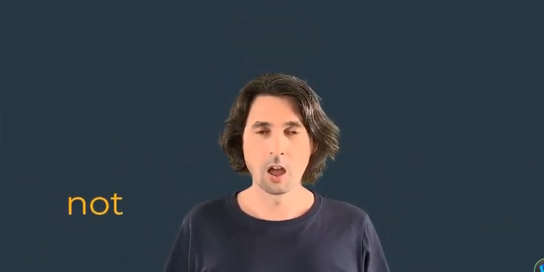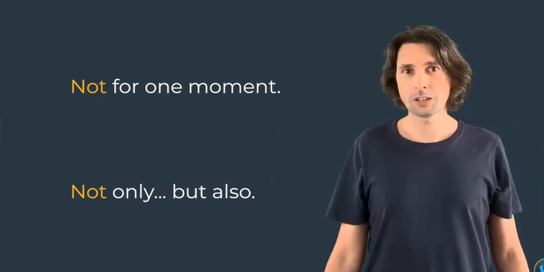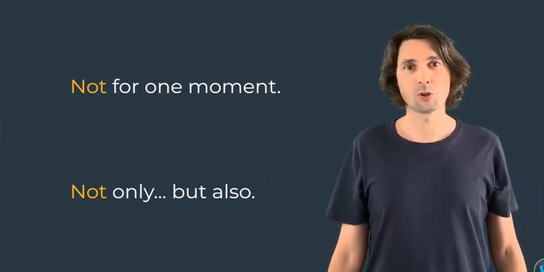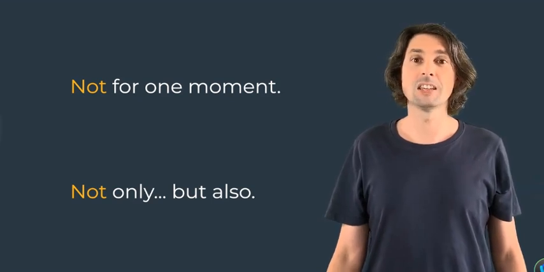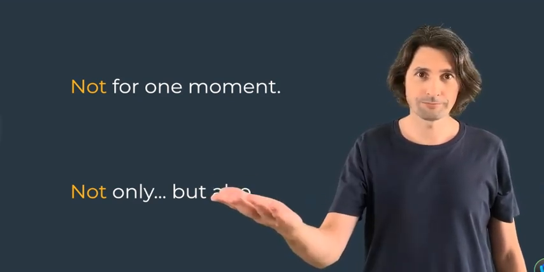Inversion can also occur in other situations. And in our second type, we want to add emphasis, express annoyance, or highlight an issue. For example, with expressions beginning with not, such as, not for one moment, not only, but also. The subject and auxiliary verb are inverted after not and the initial clause. Let's look at some examples.